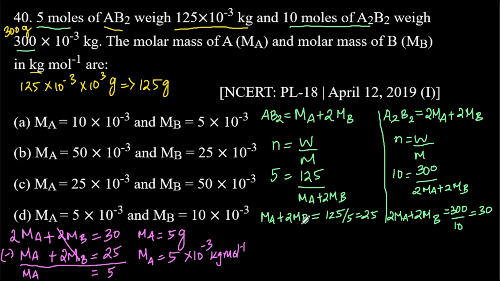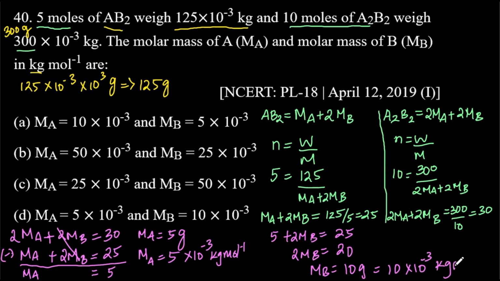Then if you want to find Mb, you can use this equation. Ma is 5, so 5 plus 2 Mb is equal to 25. 2 Mb is equal to 25 minus 5, which is nothing but 20. So the Mb value is 20 by 2, 10 gram. So it is 10 into 10 power minus 3 kilogram per mole. The correct option in which Ma is 5 is given is option D. So the correct answer is option D.